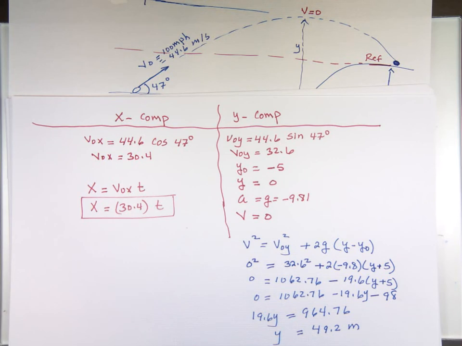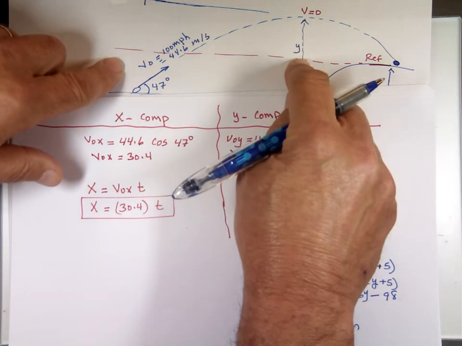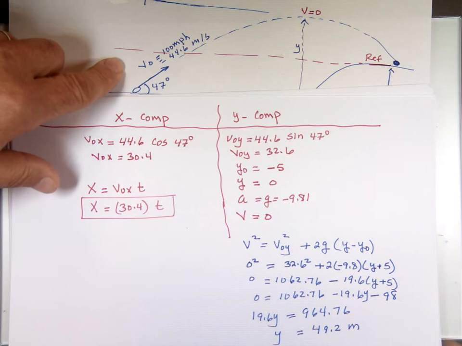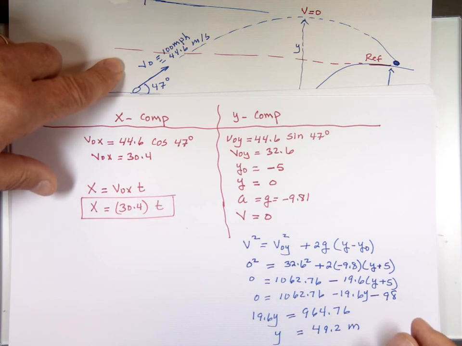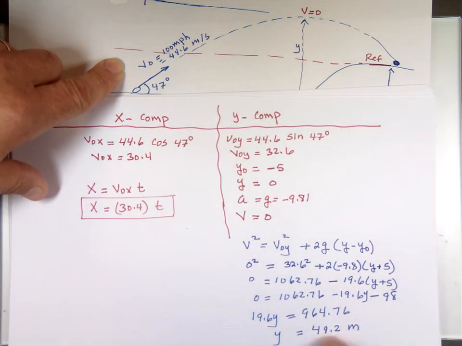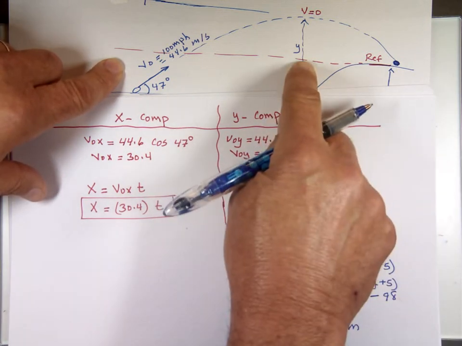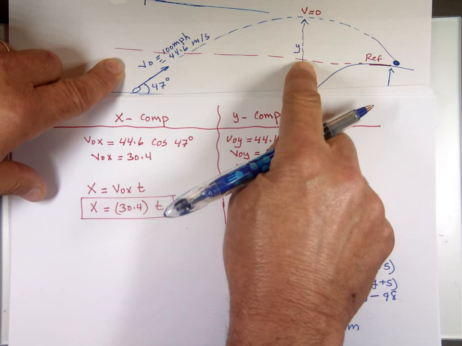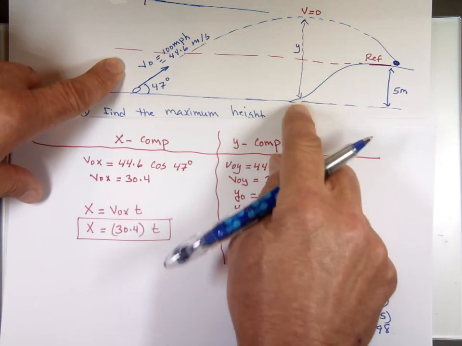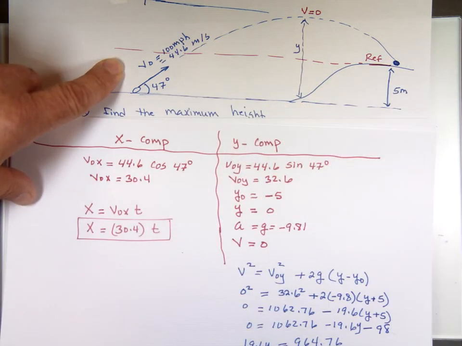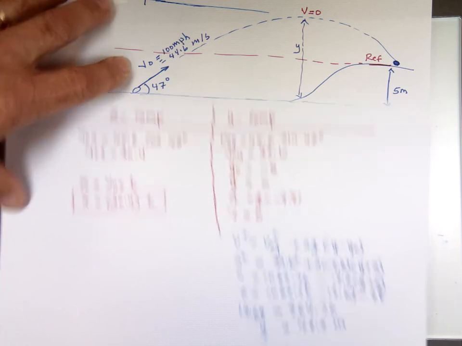So the maximum height the ball will reach, it's not really 49.2. It's 49.2 from here. I actually got 49.4. Did you carry all the numbers? Yeah. But that's 49.2 from here, right? Because I'm using this as reference. So from the ground, if I use this as reference, I got to add to it what? 5 more meters. So the maximum height from the ground depends on where you use for reference.